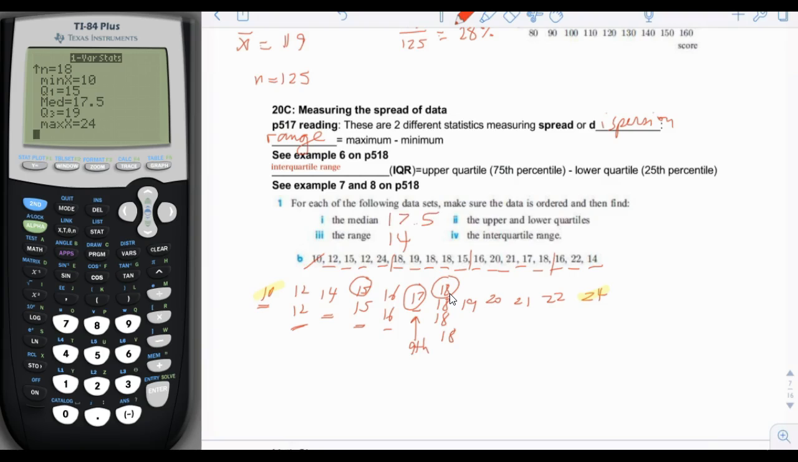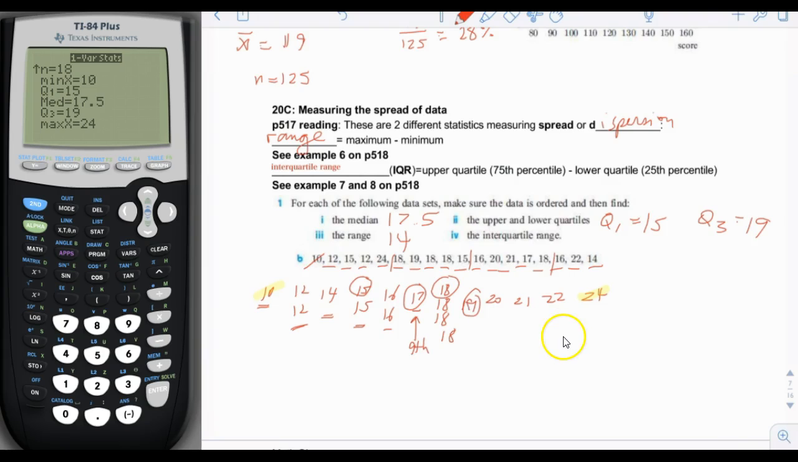Then the upper and lower quartiles. The upper and lower quartiles would be Q1 and Q3. The lower quartile would be the number that's halfway between the first and the 9th number, so maybe the 5th number. So 1, 2, 3, 4, 5, it would be 15. And then the upper quartile would be halfway between the 18 and the 24, so maybe the 5th number here, 1, 2, 3, 4, 5, which would be 19. That would be the upper quartile.